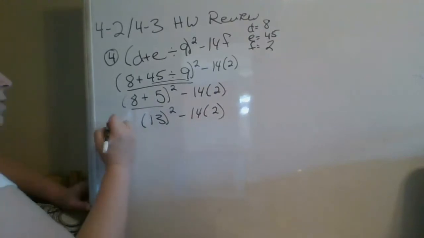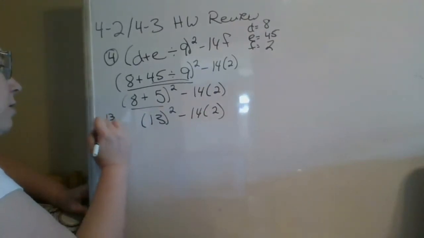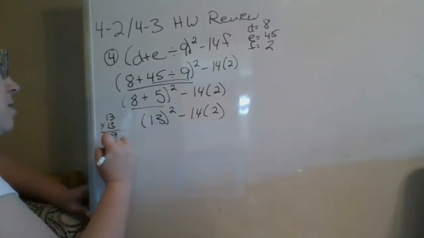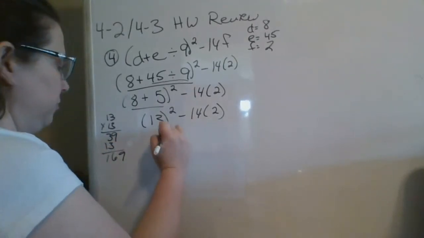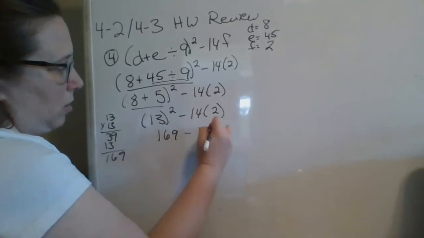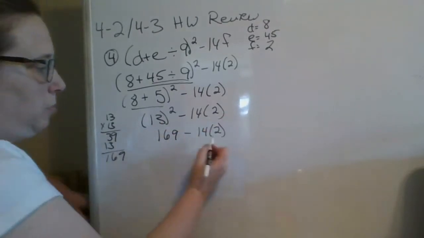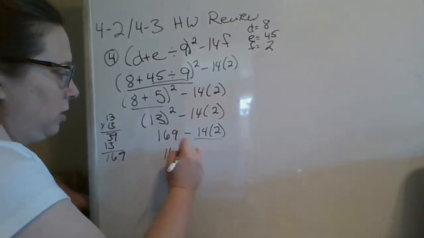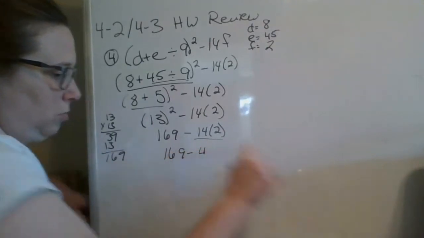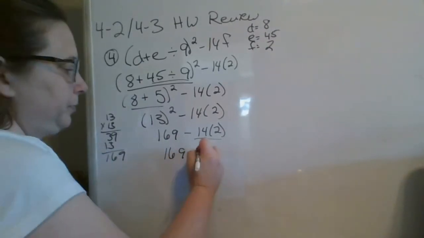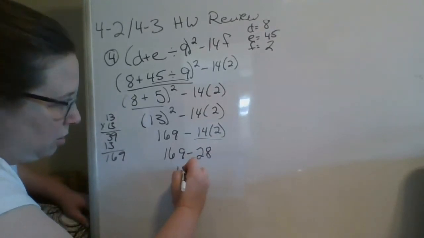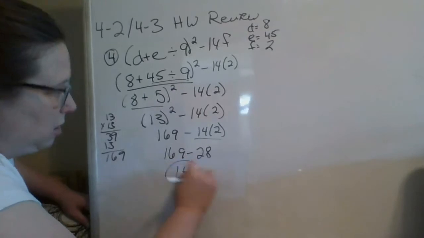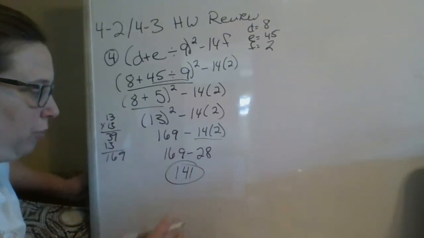Oh, I feel like I should know this. 169. Next up, we have this multiplication over here. And finally, our subtraction. And I get 141 for my final answer there.